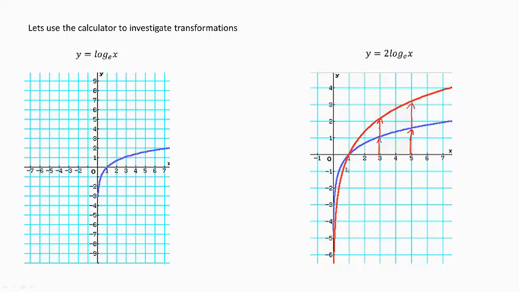And the same thing has happened down here. So you look at this point here, it's that distance away, now it's that distance away. It's twice as far from the x-axis. So that's what we call a dilation by a factor of 2 from the x-axis.